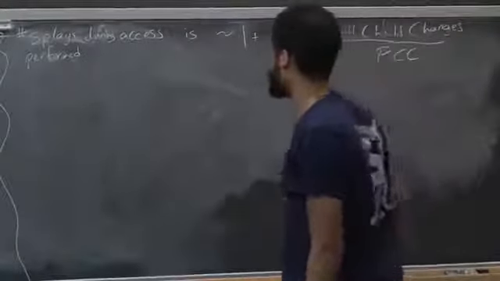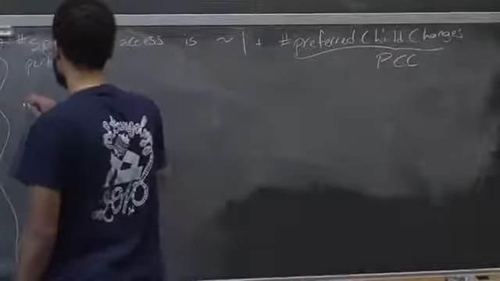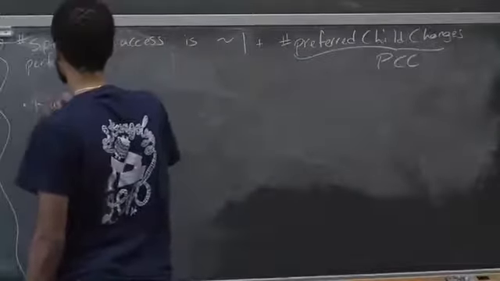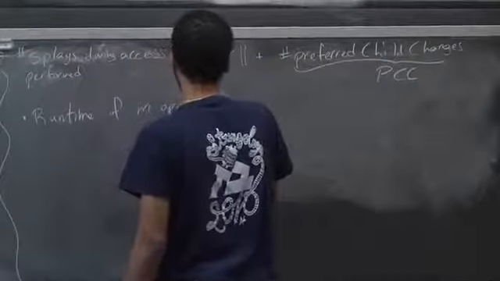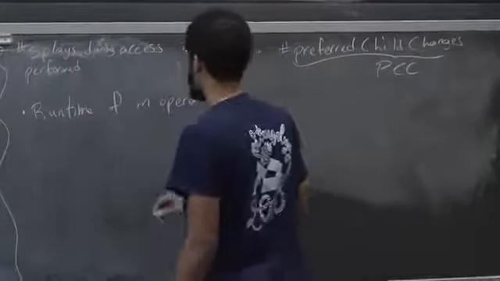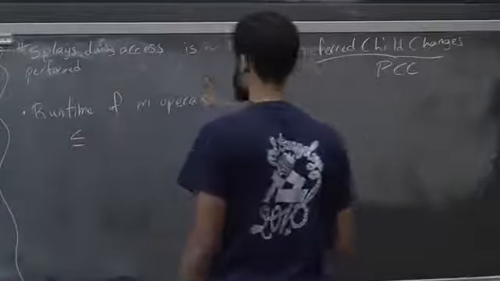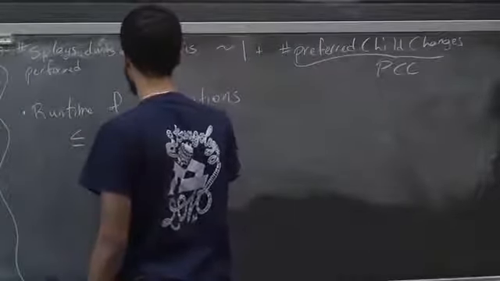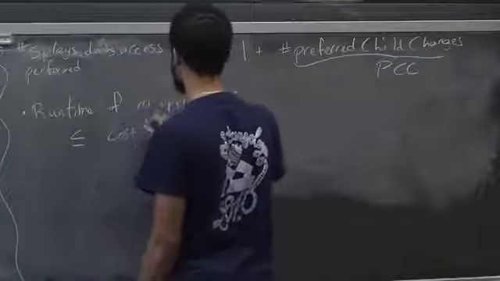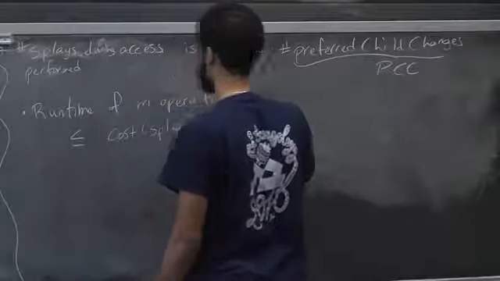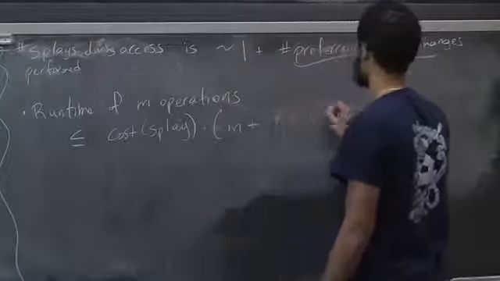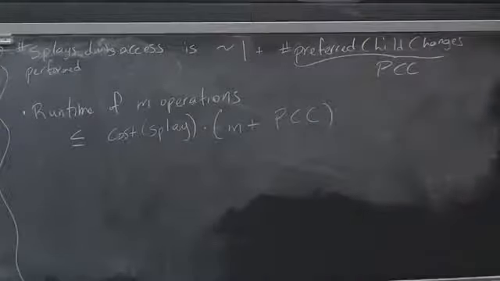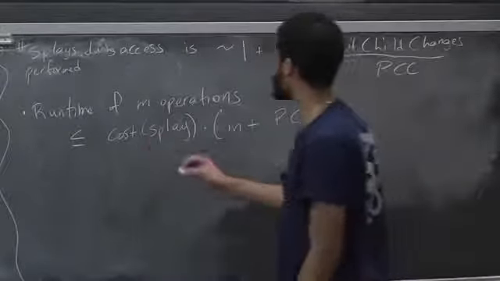So what we have is the runtime of m operations is at most the cost of the splays, the worst case cost of splay, times m plus the total number of preferred child changes across all m operations. And this is, we know, this is definitely at most log n.